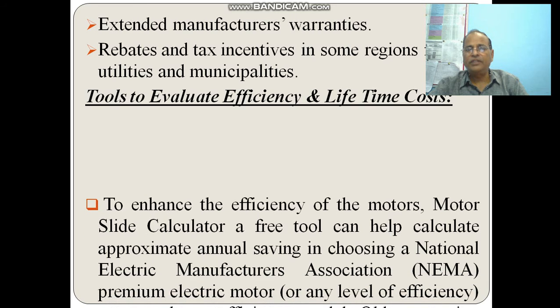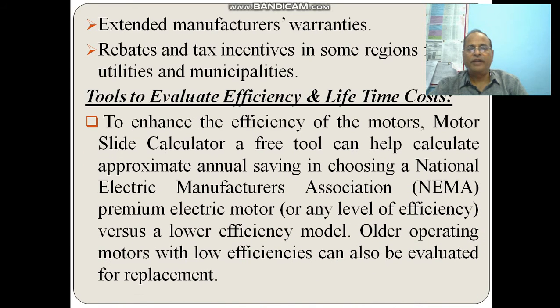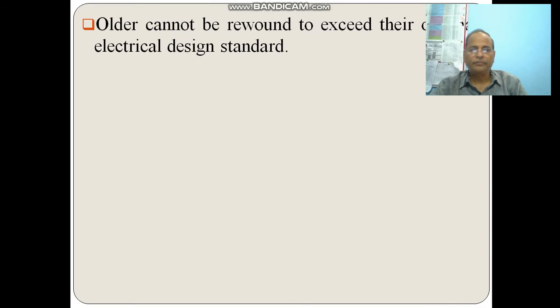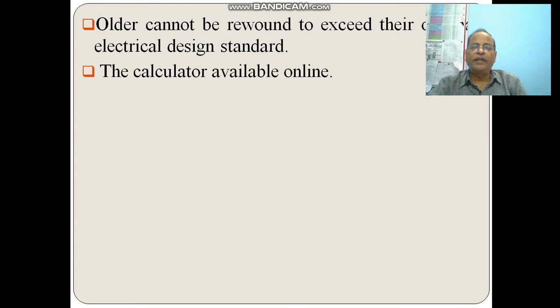To enhance the efficiency of the motor, the slide calculator, a free tool, can help calculate approximate annual savings in choosing a National Electrical Manufacturers Association NEMA premium electric motor or any level of efficiency versus a lower efficiency model. Older operating motors with low efficiency can also be evaluated for replacement. Older motors cannot be rewound to exceed their original electrical design standard. The calculator is available online.